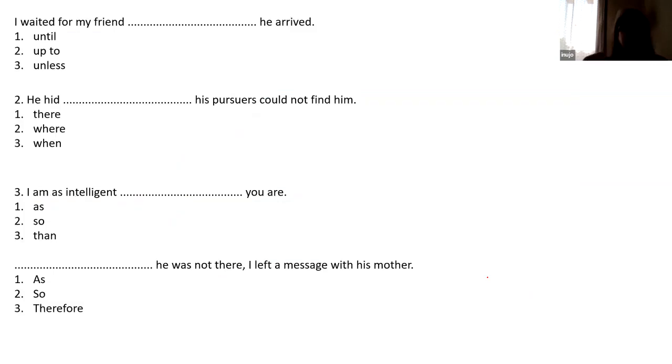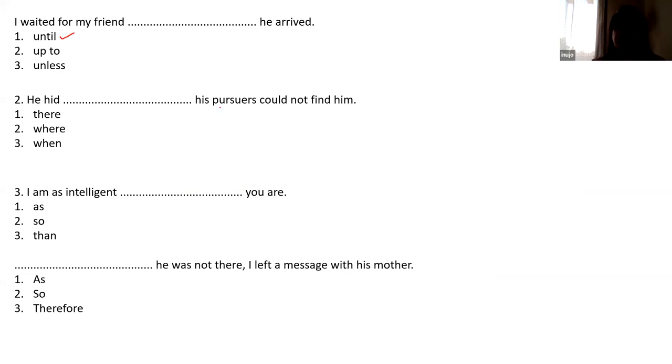Now here there are a few adverb clause exercises. You have to fill in the right subordinating conjunction. I waited for my friend dash she arrived. The options are until, up to, and unless. What will be the right answer? I waited for my friend until he arrived. Until or till he arrived.